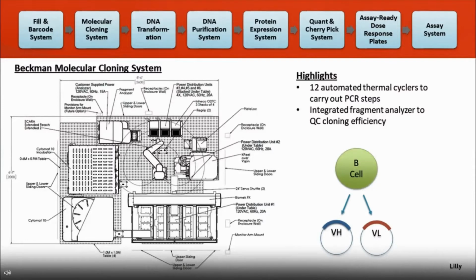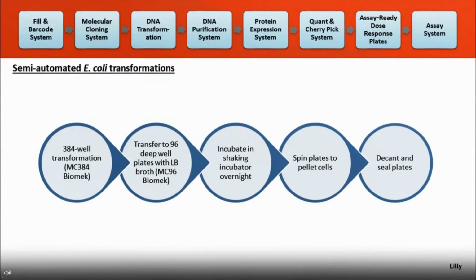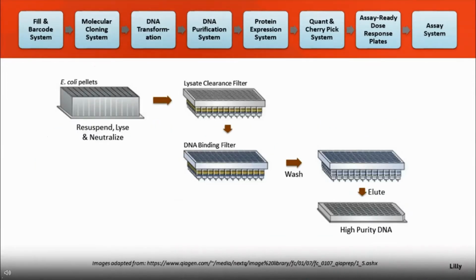As you come off of this system, we have our heavy and light chain DNA. We go into a semi-automated E. coli transformation step. In a 3D 4-well manner, we do a transformation into competent cells, let that sit for a bit, and then transfer those into 96 deep well plates with LB broth. Those will sit in shaking incubators overnight. After the overnight incubation, we centrifuge and pellet the cells, decant them, seal them, and store them at -20 degrees until we're ready to do our plasmid purification.